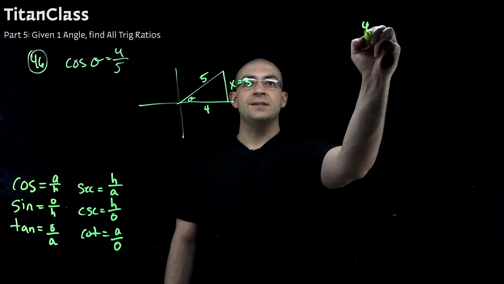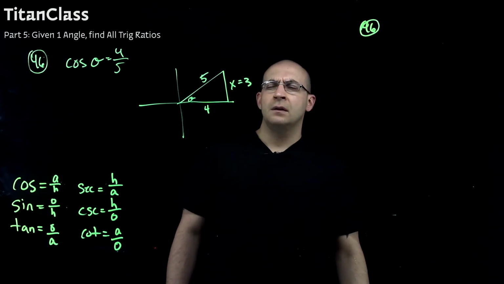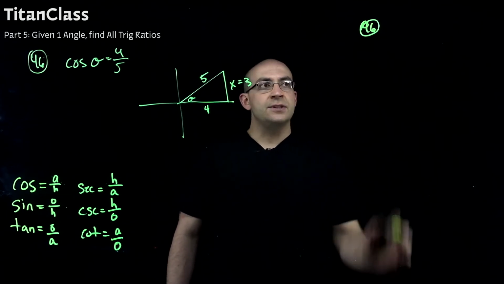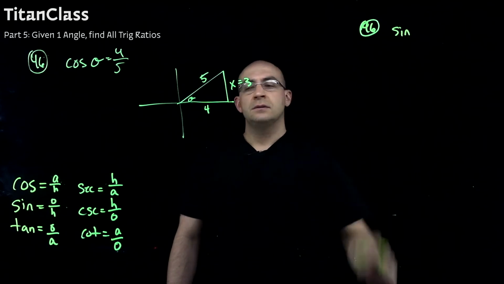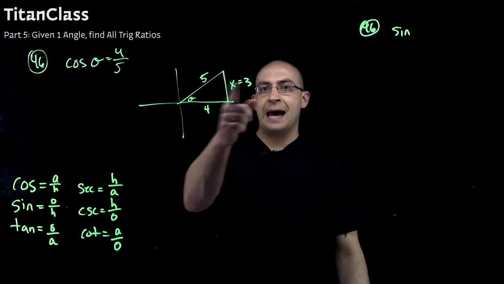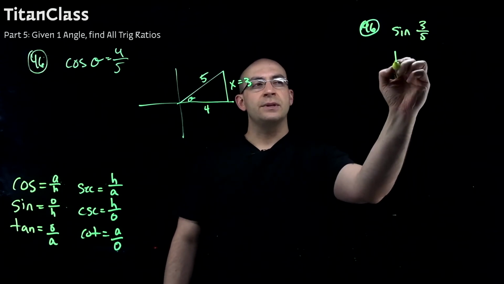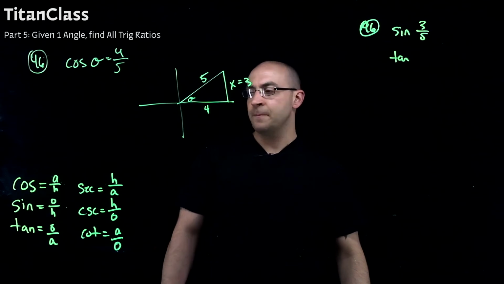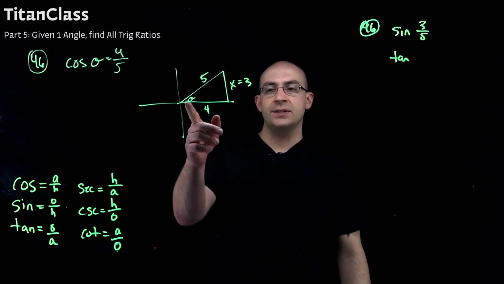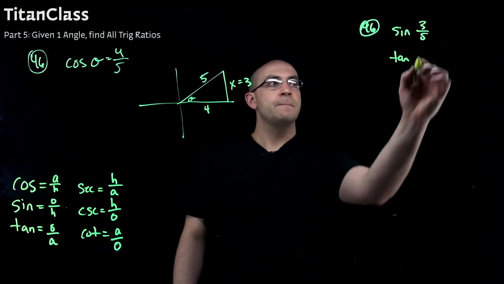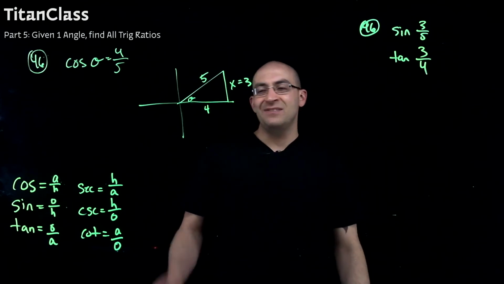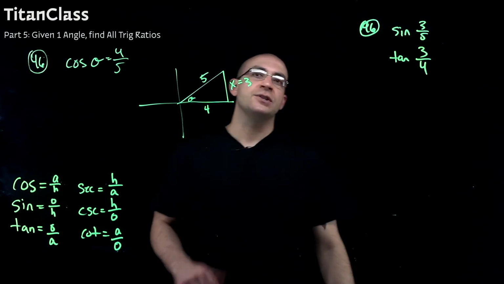So, number 46. Cosine was given, so we'll go right to sine. Well, sine is opposite over hypotenuse, so sine is 3 over 5. Let's go to tangent, because that's the next one in order normally. Tangent is opposite over adjacent, 3 over 4. Now, we don't even need to read the triangle. We can just flip these fractions over.